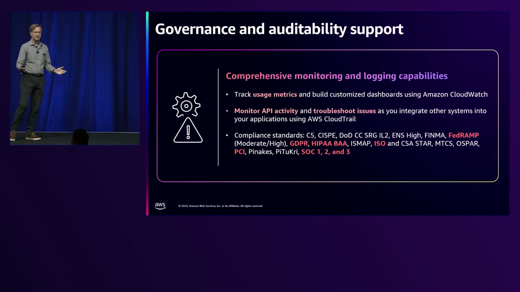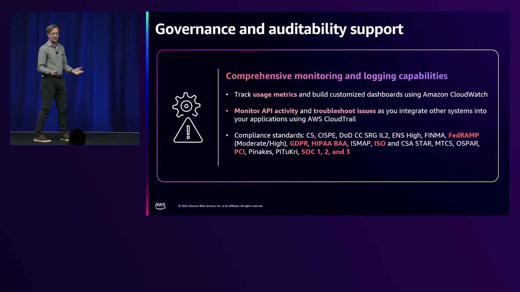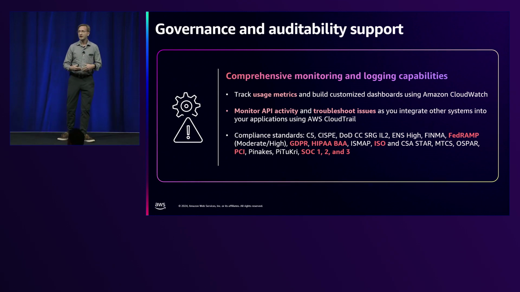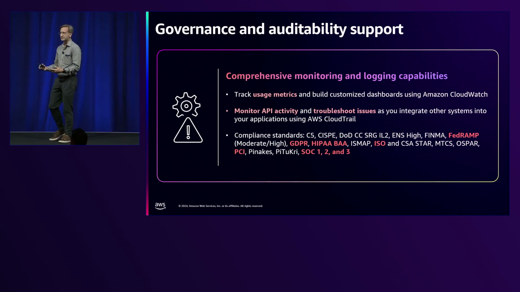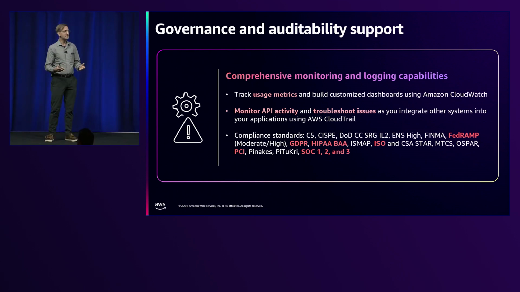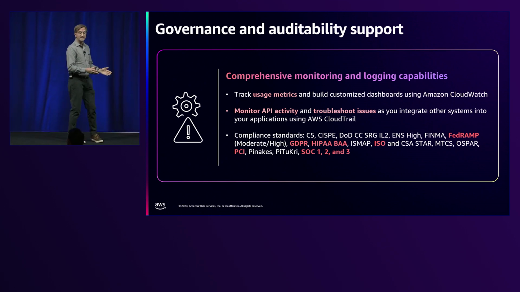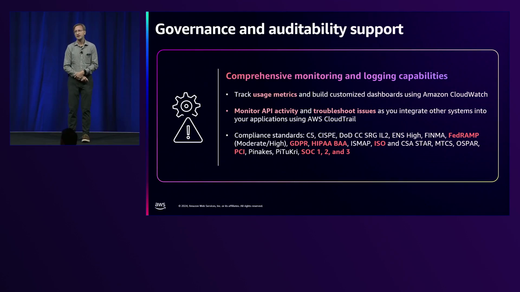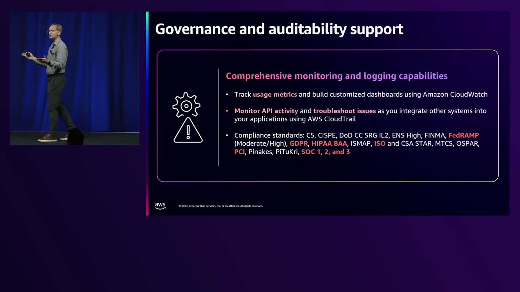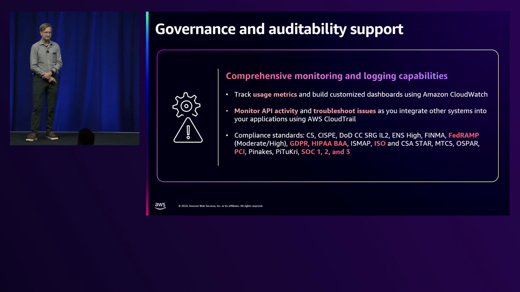Now, I mentioned governance and auditability earlier, right? So monitoring and logging capabilities. As I mentioned, you can monitor your API activity through CloudTrail. You can also track usage metrics using CloudWatch. And we help you support compliance standards, right? So these are things that we can help you do, from the capabilities that are present in our products. If you need to meet any of these compliance standards, we can help you do that, right? We have foundational capabilities here, and of course, it's a double-sided part of the shared responsibility model, but we can help you out with that.